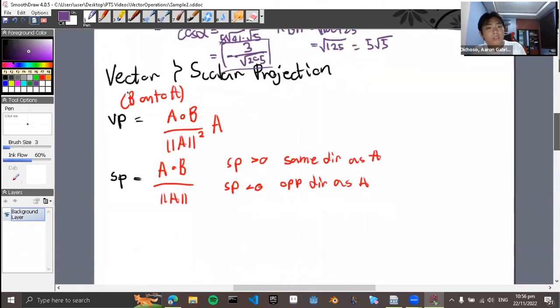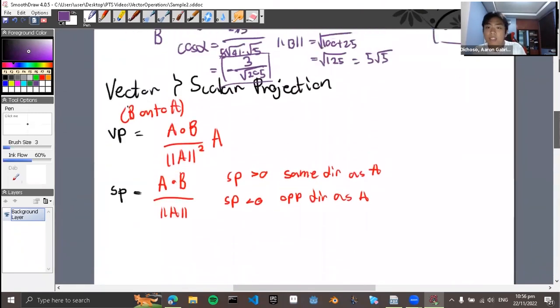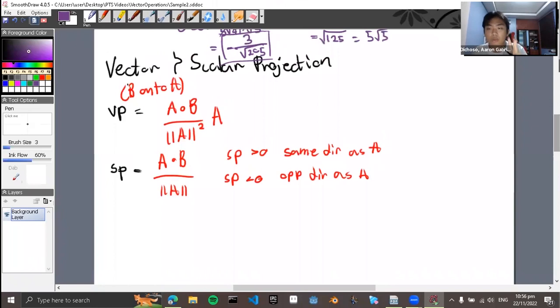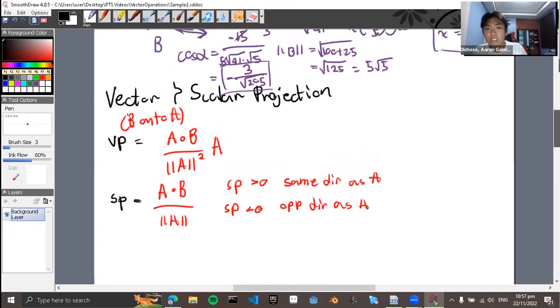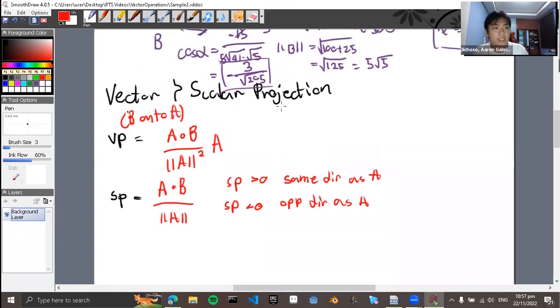Let's move on to the next relationship that can be observed between two vectors, which is the vector and scalar projection. So vector and scalar projection, these are its formulas. Visually, it can be seen like this. Let's say I have one vector here, vector B. Ito yung B natin. And let's say ito naman vector A natin.